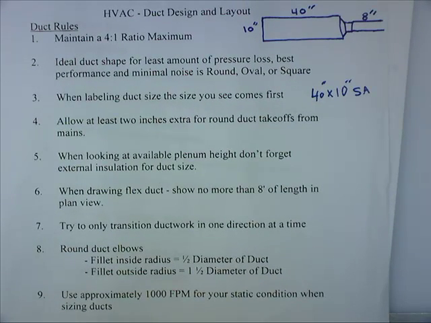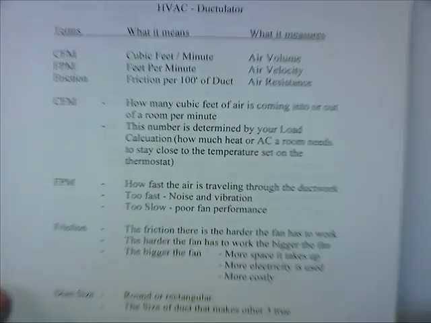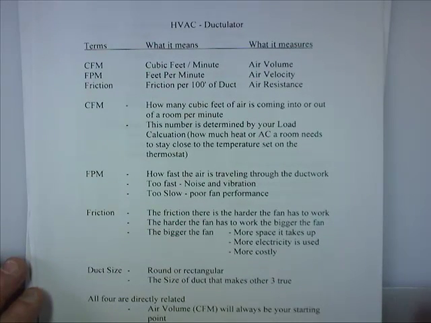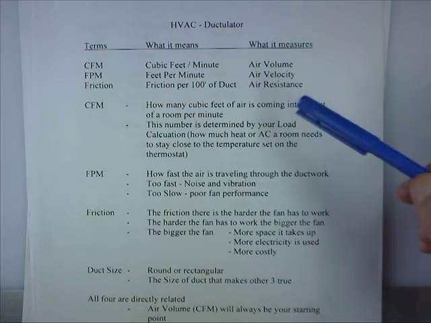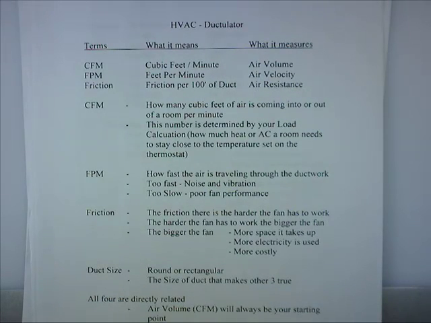We have the first one, CFM. We should all be pretty familiar with this by now. Cubic feet per minute, air volume. There's feet per minute. That's the air velocity. The friction is friction per 100 feet of duct, and the units are inches of water column. And that is basically measuring air resistance. CFM, how many cubic feet of air is coming in or out of a room per minute? This number is determined by your load calculation, how much heat or AC a room needs to stay close to the temperature set on the thermostat.